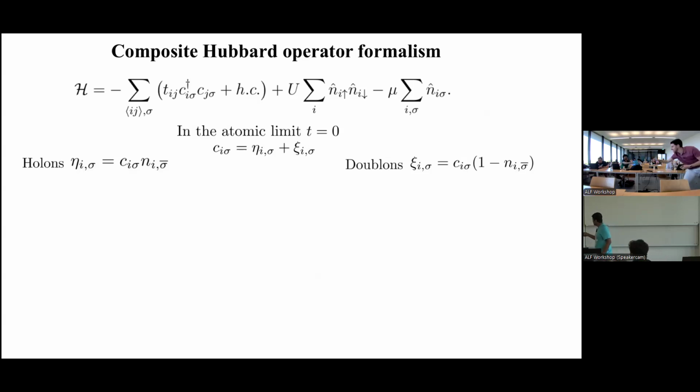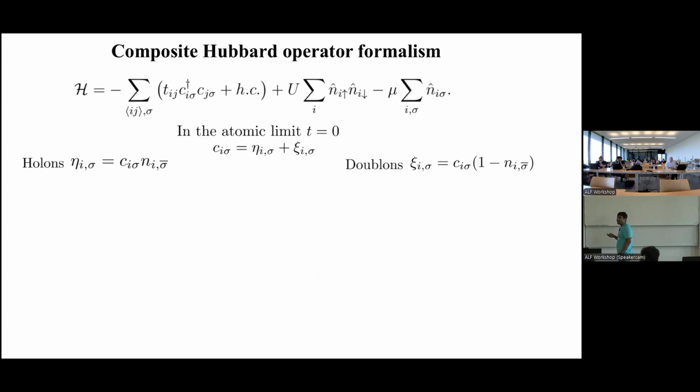So eta and xi are defined here, right? I mean, this is a holon. We call it holon, and we call it doublon. You can see this will create a double occupancy, and this will create a hole. So we start with a state where everything is singly occupied, like a Mott state, and then we create these kinds of excitations on top of that.